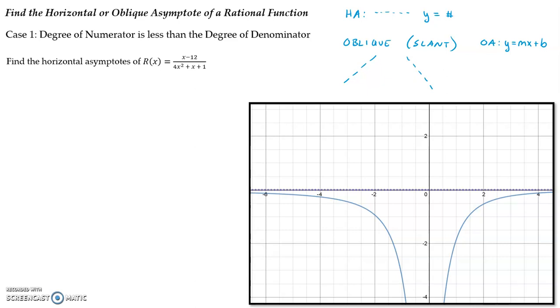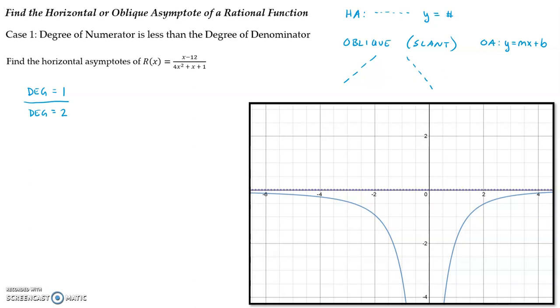So if we take a look at this function, let's take a look at our numerator first. The highest exponent with that polynomial on top, the x minus 12, would be a degree of 1. If we take a look at our denominator, our leading term here is this 4x squared, where our degree is 2 for our denominator. So this fits the criteria for case 1. The degree of the numerator is less than the degree of the denominator.